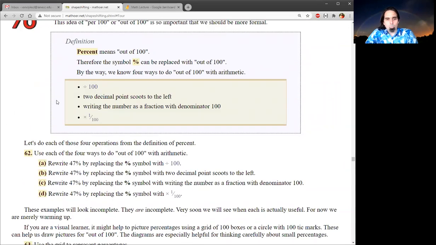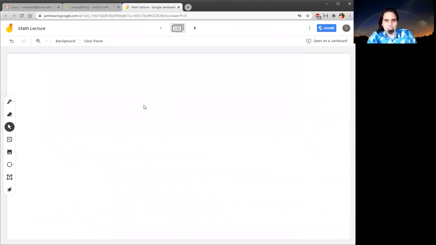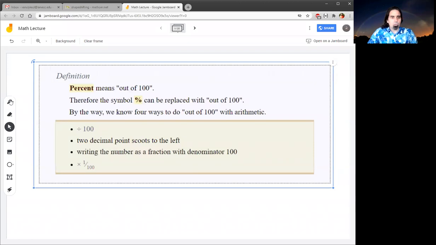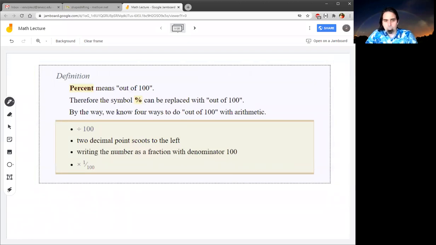we can replace the percent symbol in four different ways. So let's do that. Let's pick a number. I'm just going to use 47%. We could say that out of 100 is divided by 100, and we could write 47 divided by 100. We're just replacing the percent symbol with a divided by 100. They mean the same thing.